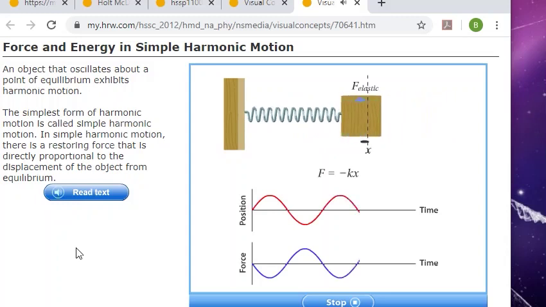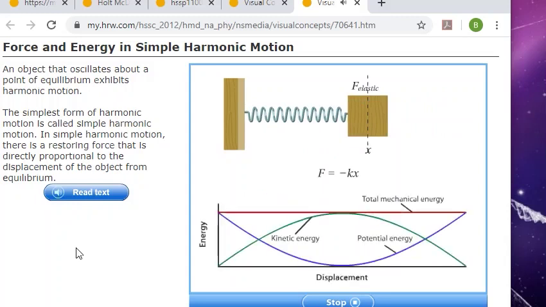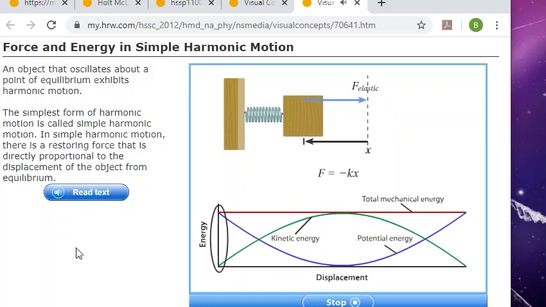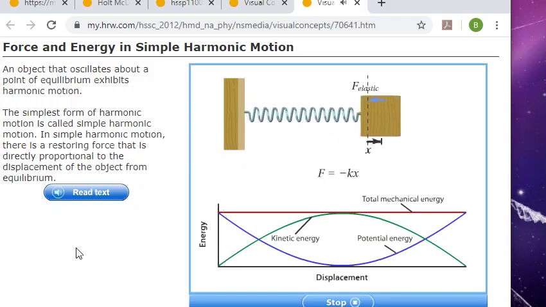The restoring force equals negative k times x, where k is the spring constant and x is the displacement of the object. Since the force is doing work on the object, the kinetic energy changes with time. Similarly, the elastic potential energy changes with time. However, the total energy of the system is constant. At the extreme point, the kinetic energy is zero, but the elastic potential energy is at a maximum. At the midpoint, the potential energy is zero because the spring is relaxed. However, the kinetic energy is at a maximum. Because of this, the total energy does not change.